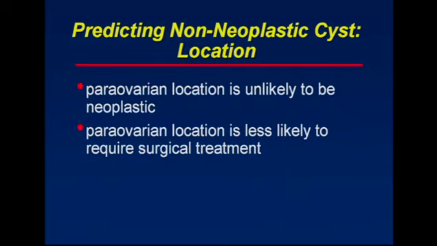Well, let's turn our attention to location then. If the cyst can be shown to be next to the ovary, it's quite unlikely to be a neoplastic cyst. Now, there are case reports of para-ovarian cystadenomas and even para-ovarian cystadenocarcinomas, but a good rule of thumb is that if you can see a separate ovary, the cyst is not going to be a neoplasm.